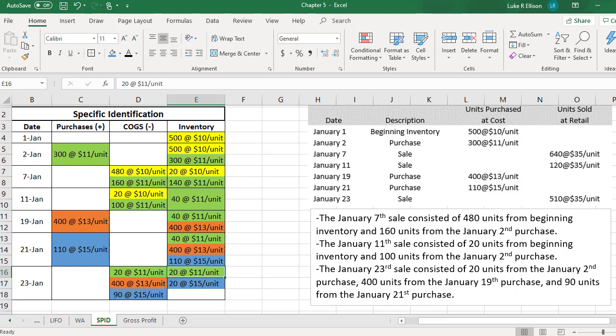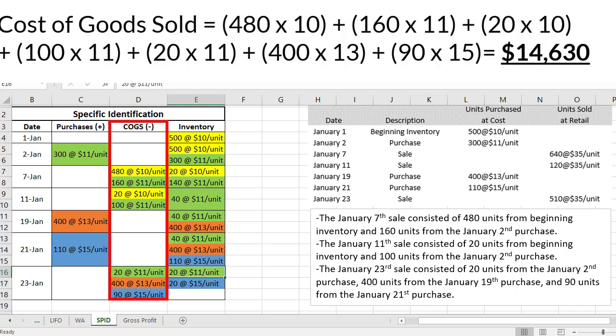Okay, we have done the hard part. All that's left to do is to calculate the cost of goods sold and the ending inventory. To calculate the cost of goods sold, we simply multiply the units and the cost for each row of the cost of goods sold column and add them together. So that's 480 times 10 plus 160 times 11 plus 20 times 10 plus 100 times 11 plus 20 times 11 plus 400 times 13 plus 90 times 15 equals $14,630 for cost of goods sold.